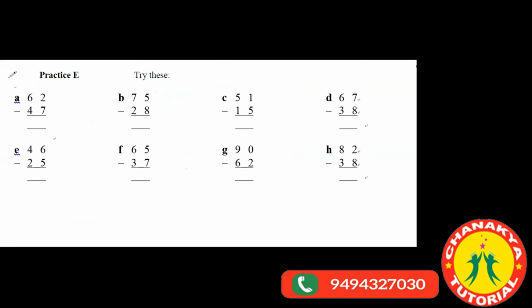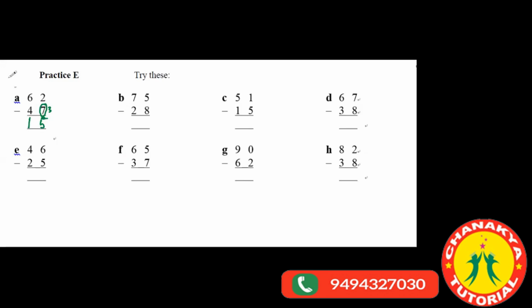Sir, 6 minus 4 is 2. But what to write? 1 only, because the next number is a mismatch. Then we take the complement of 7, which is 3. Then we add 3 to 2. That would be 5. Good, that's the answer.